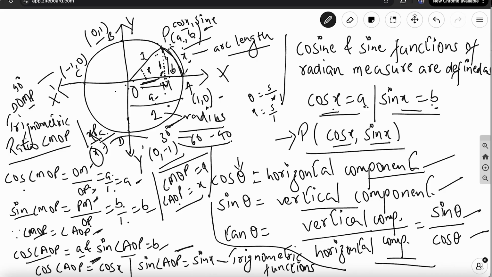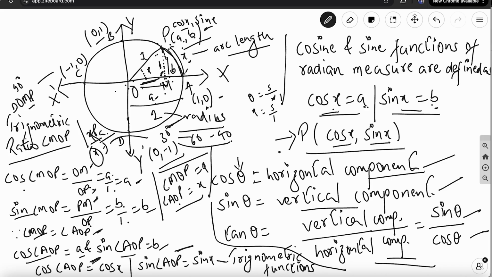So what we can conclude from here is, for an angle x which is in radian, the trigonometric ratio for that angle, which is MOP here, is equal to its corresponding trigonometric functions for any real value of x, which could be 10, 20, 30, 90, 180 or whatever.